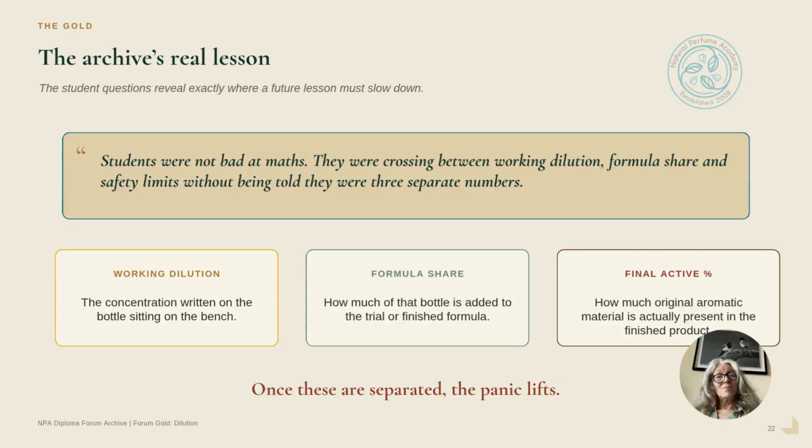This is the deepest gold in the archive. Repeated questions show us exactly where teaching must slow down. Bottle strength, formula share, and final active concentration are 3 separate numbers. Once they are clearly named, much of the panic disappears.